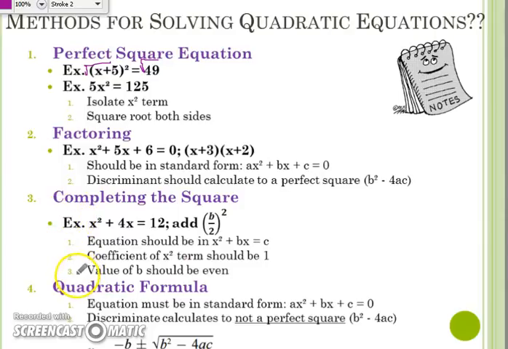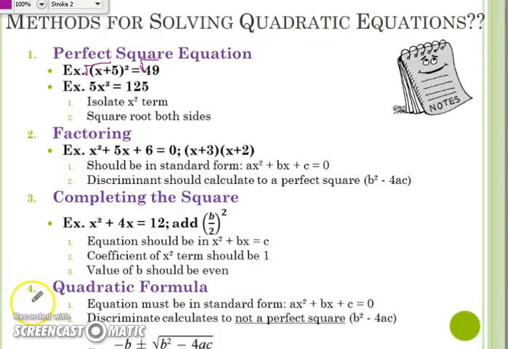And the other thing to look for with completing the square, the value of b should be even. So the coefficient of x squared term should be 1 and b should be even. If that's the case and it's in this form of an equation, then the easiest way to finish solving would be by completing the square. And this is where you add b divided by 2 squared on each side of the equation.